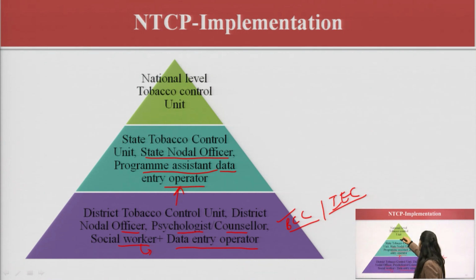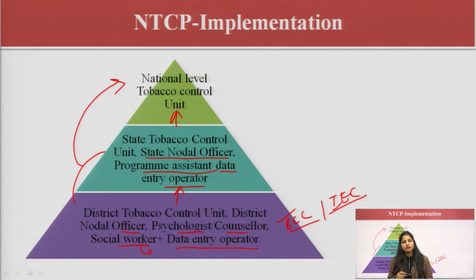After that, above it we see the national level control unit. The national level tobacco control unit works at the national level. All of the information from the districts and states goes to the national level, and if it is required to implement the program further, it is done by the national authority.